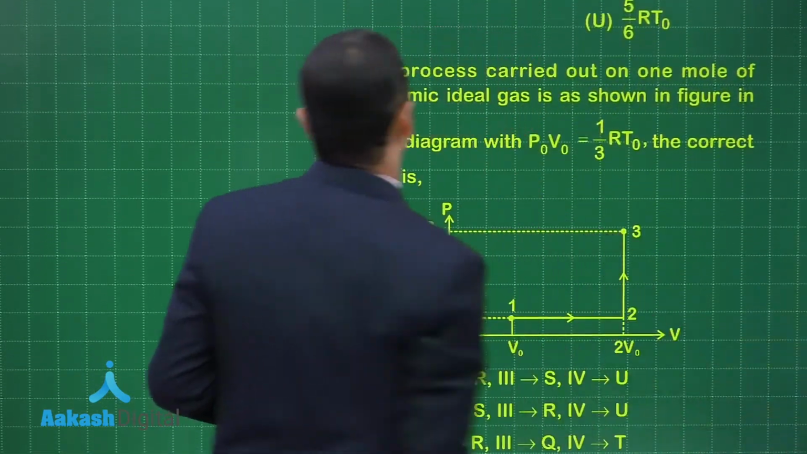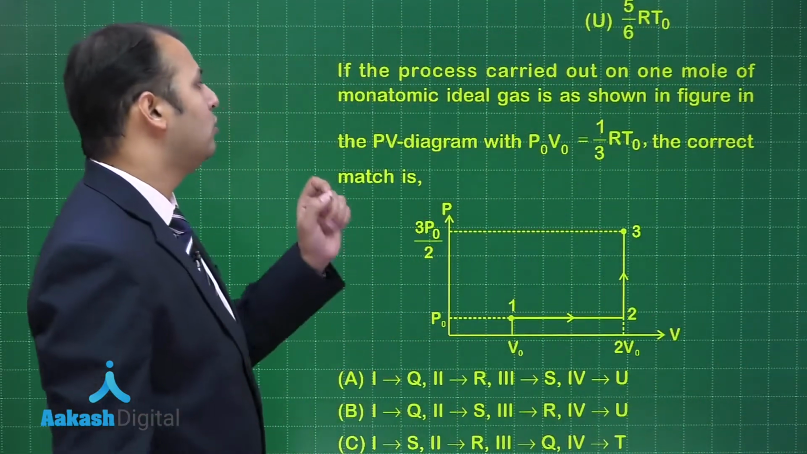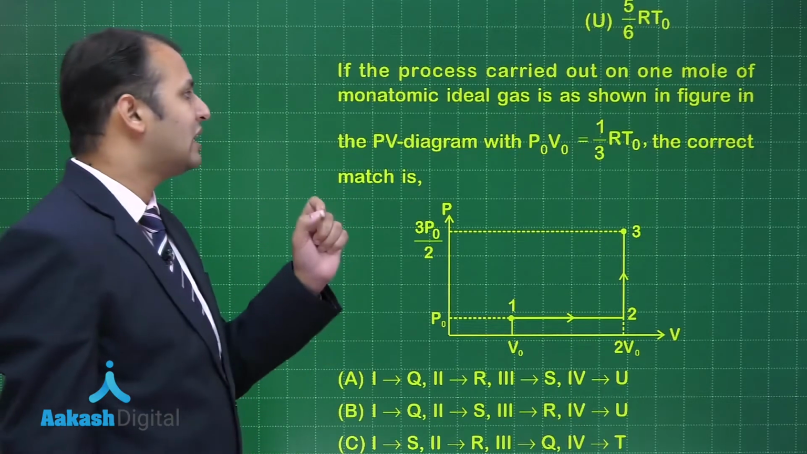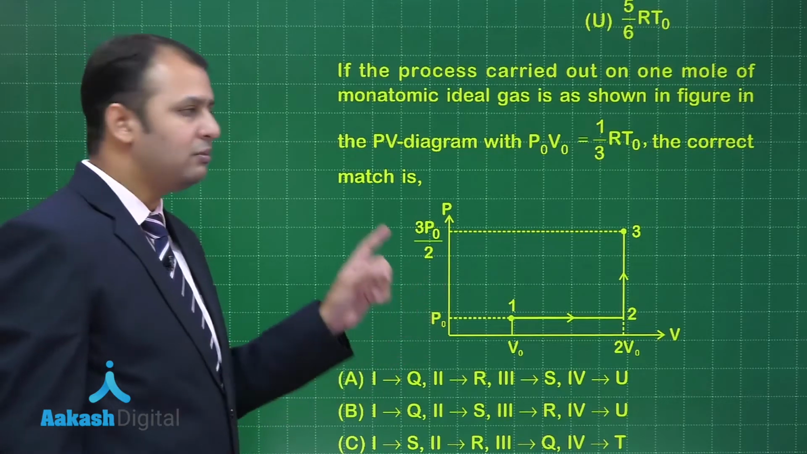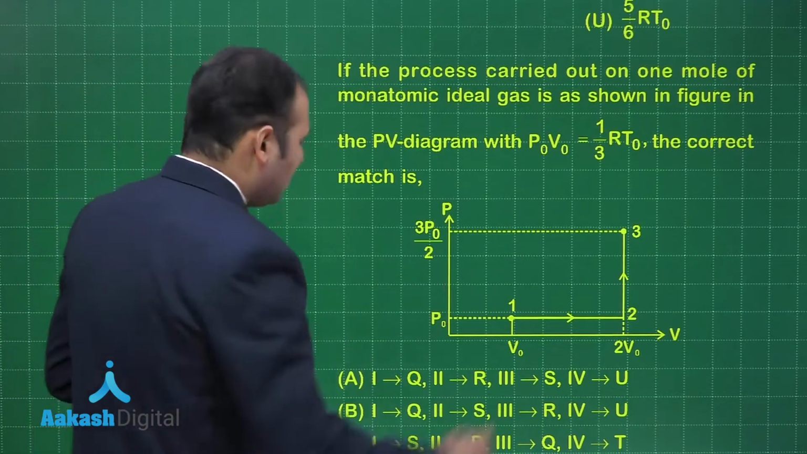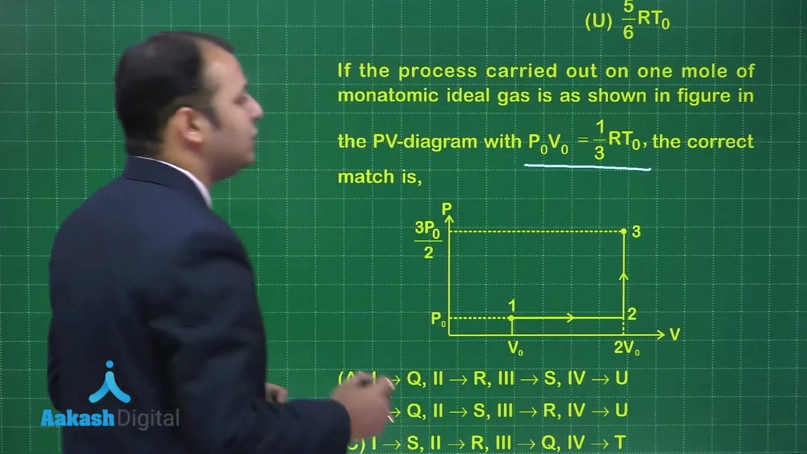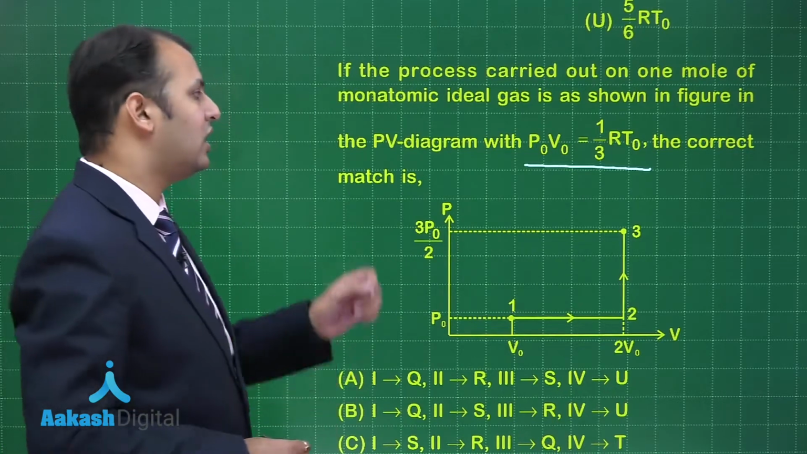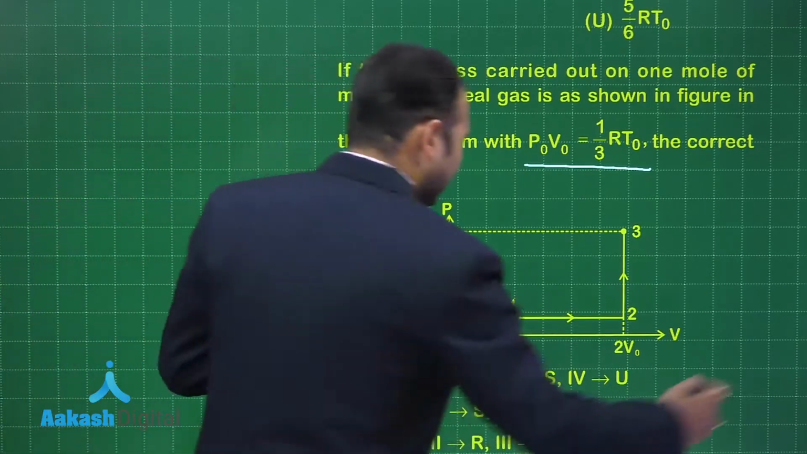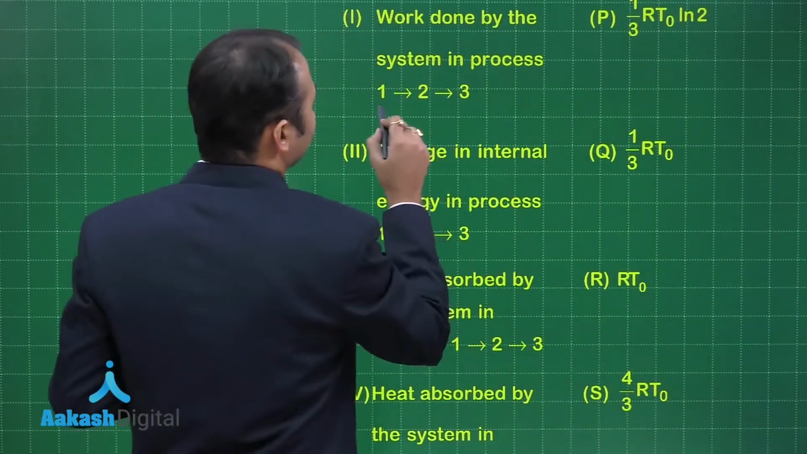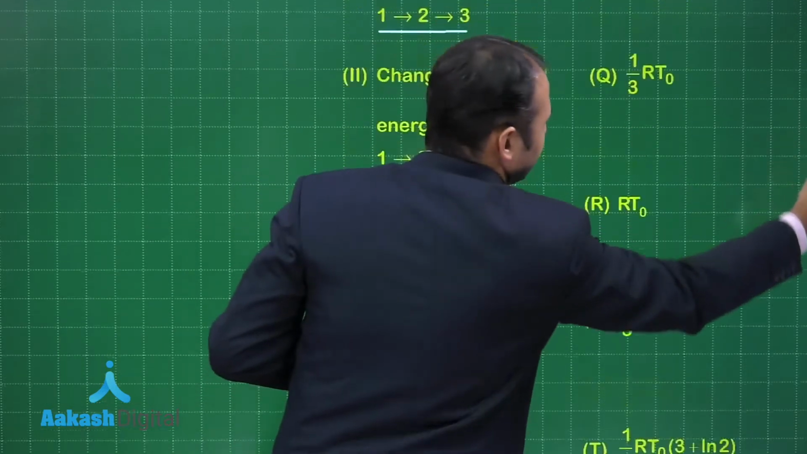As per the question, the process carried out on 1 mole of that monoatomic ideal gas is shown in the figure, this is the PV diagram, where a special instruction is given to us: P naught V naught is equal to 1/3 R T naught. We have to find the correct match. So the very first thing, if you see the first option, is the work done by the system from 1 to 2 to 3. So let's see.